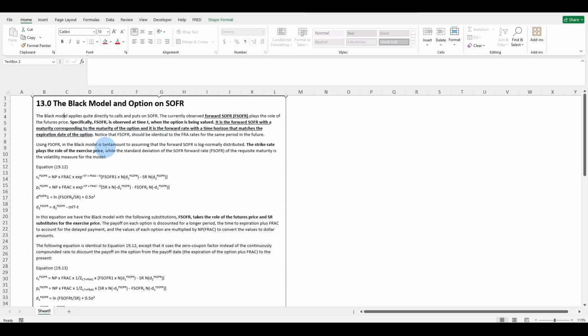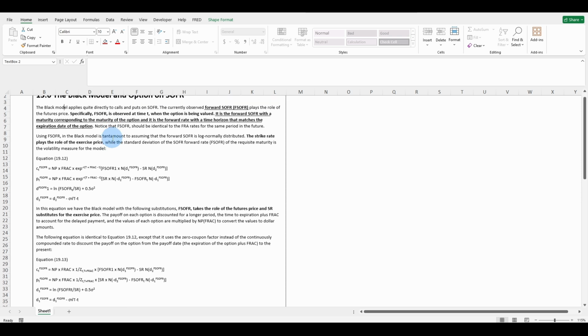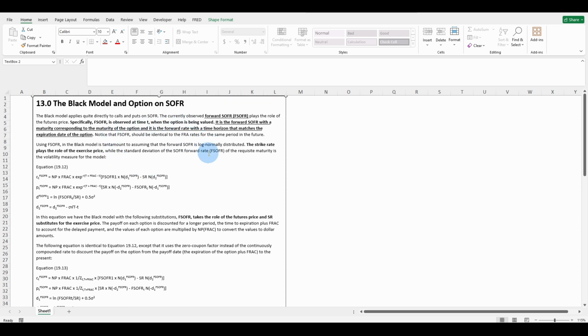Notice that the forward SOFR should be identical to the forward rates for the same period in the future. Remember the law of one price? It should match all hypotheticals, okay? So here we're looking at forwards, futures, and what have you. Using SOFR in the Black model is tantamount to assuming that the forward SOFR is lognormally distributed.